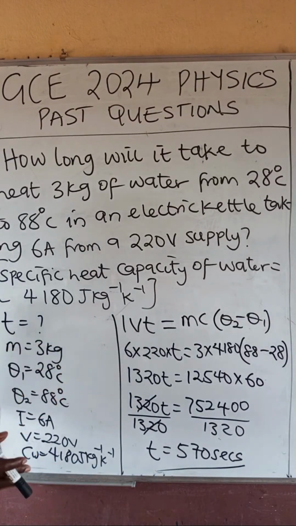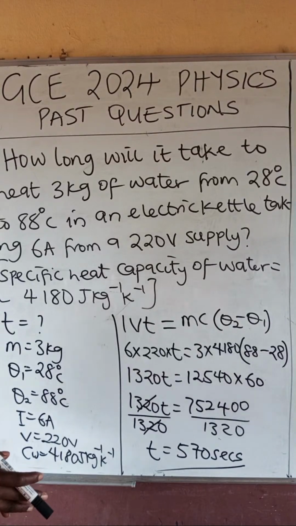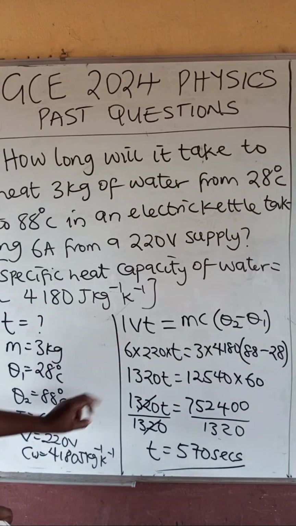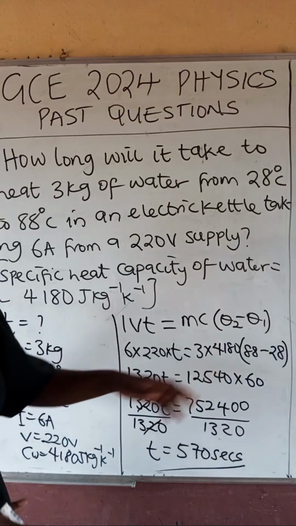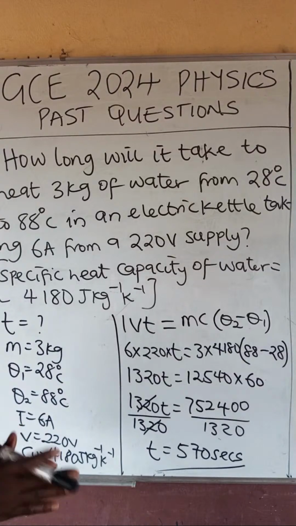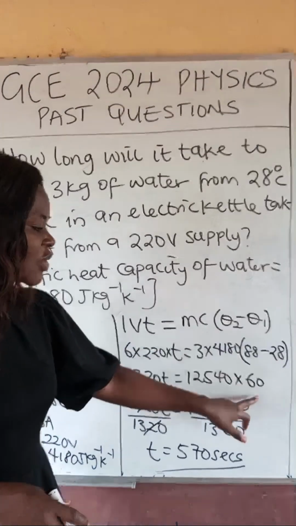Okay, so using our formula, IVT is equal to what? MC bracket theta 2 minus what? Theta 1, right? We substitute into what we have. We have our current as 6, potential difference as 220, and my time is what I'm looking for, okay? Then it's equal to my mass as 3, my C as 4,180, then in bracket, my theta 2 is 88 minus what? 28. Right.